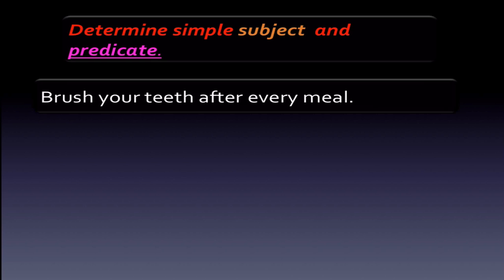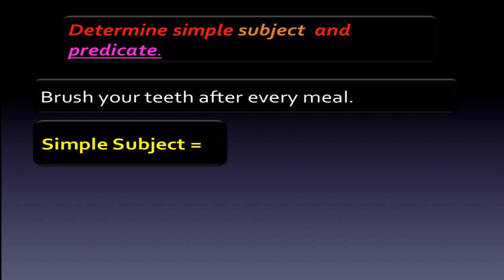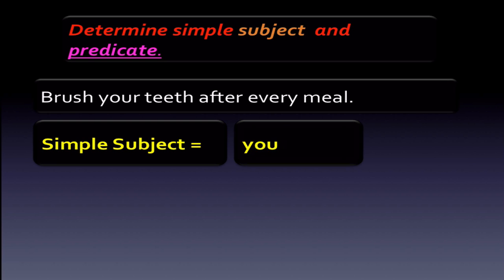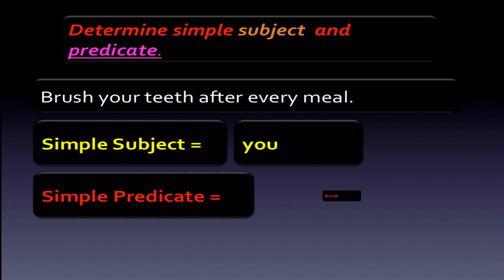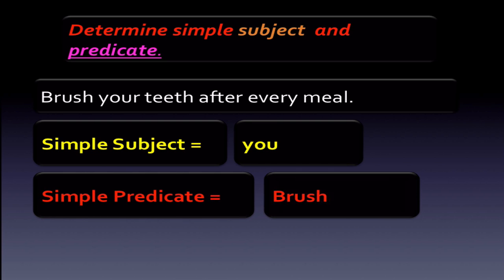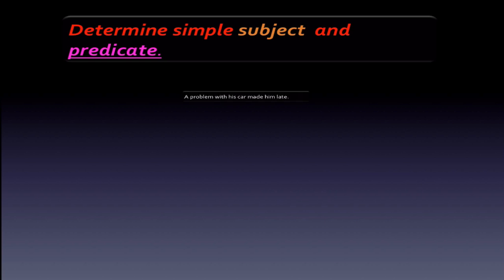Brush your teeth after every meal. What is the sentence about? This is a little tricky. I know it's tricky, but I know you can do it. Come on, tell me. The sentence is about you brushing your teeth, right? So my subject is you. What's my predicate? The verb brush. Do I have any helping verb in here? No, I don't have any helping verb. So my simple predicate is brush.